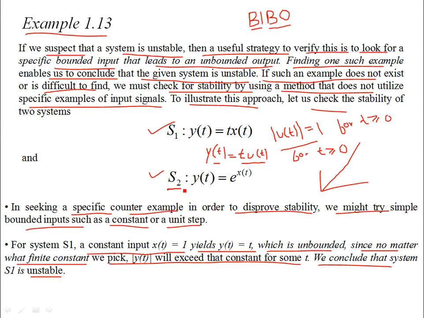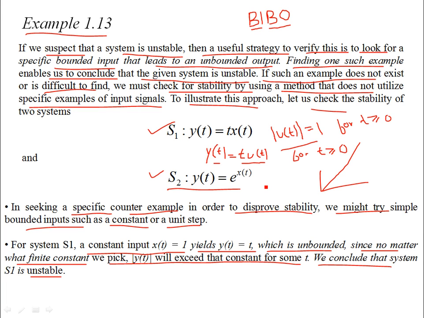So let's look into the second example. We have a system S2 given by y(t) equal to e to the power x(t). Now this system is stable, but it's not very easy to find a counterexample, a bounded input that leads to an unbounded output. In the first case, we had a bounded input u(t), but the output was unbounded, and this specific example was good enough proof.